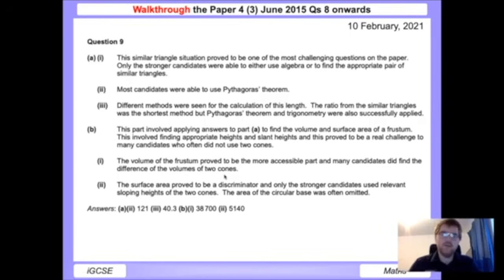And as we can see, that favourite word, discriminator, the surface area question was quite hard because many pupils did not realise to actually use the sloping heights from before. And as I pointed out, the area of the circular base was often omitted. It wasn't there. So this is a good question. If you want to get those A and A star grades, you need to be getting these questions right. Yeah, it's an area, if you're looking for those higher grades, really to focus on.